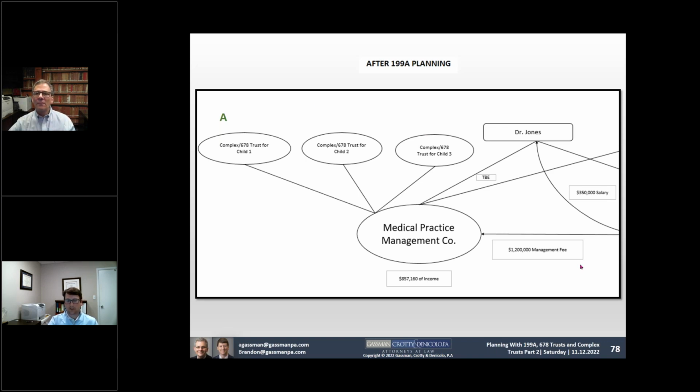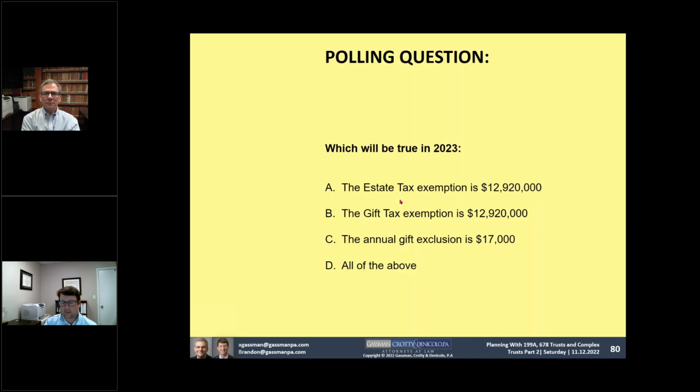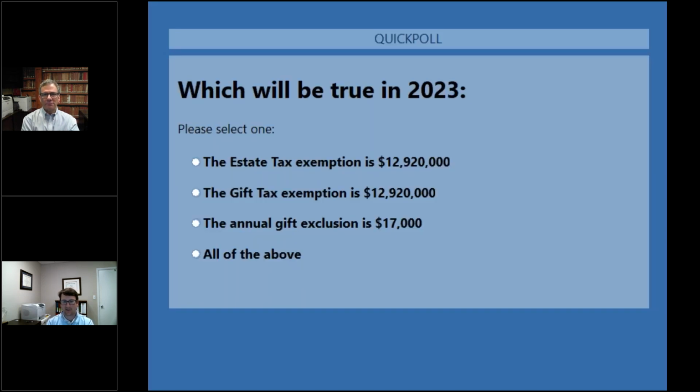Yeah, all really good points. So yeah, let's cover this next polling question before we move along and keep those rolling. Okay, so what will be true in 2023?